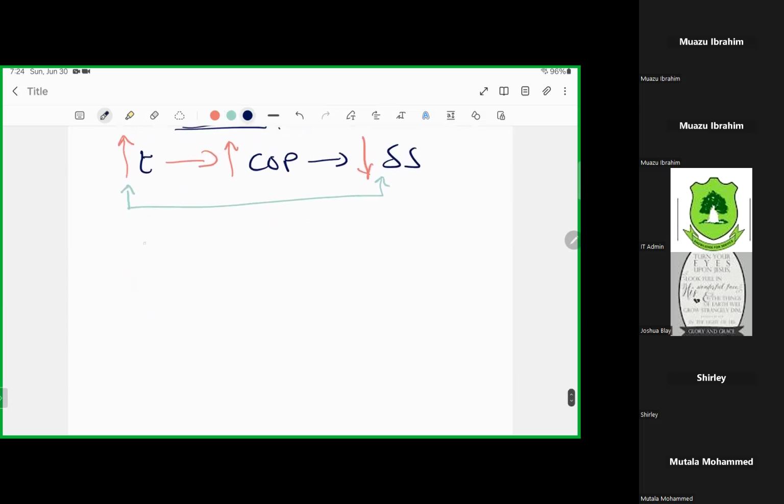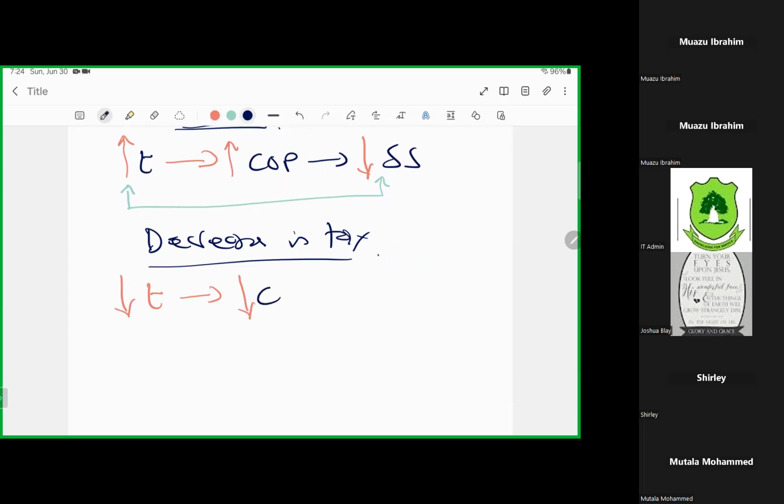Alternatively, when there is a decrease in tax, you realize that as tax decreases, it means that firms will now have lower cost of production because they don't have to pay much tax to the government. And that lower cost of production will translate into increases in the amount of supply.